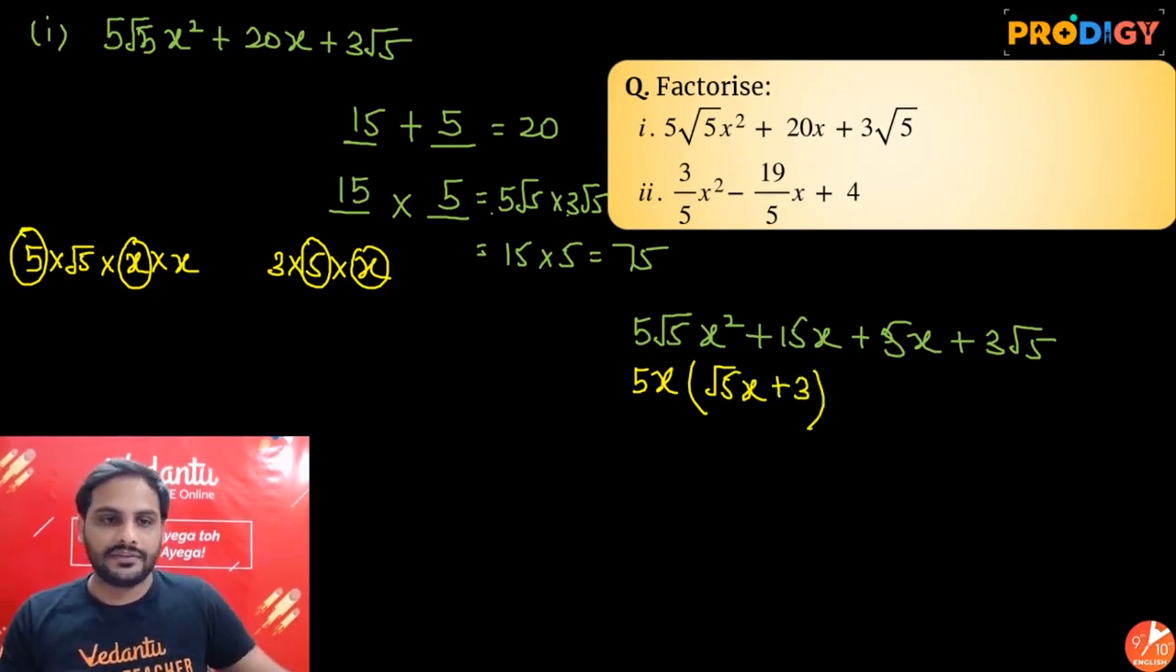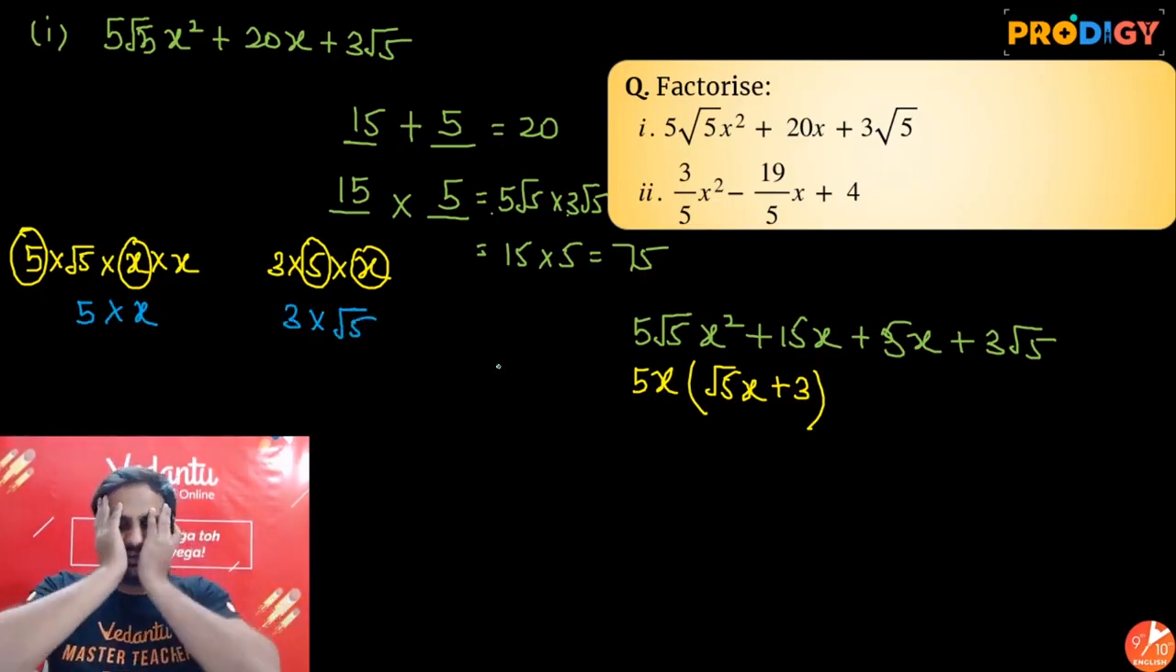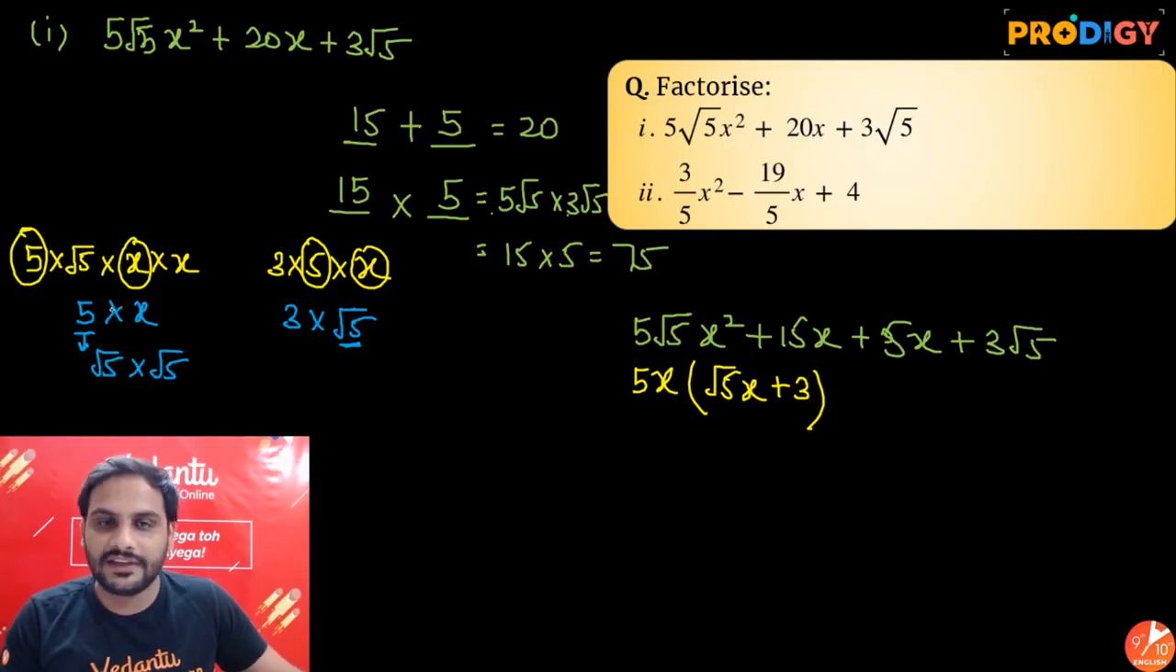Correct? Similarly, beta, let's break the second one. 5x, so 5x is nothing but 5 into x. Next we have 3 root 5, which is 3 into root 5. Now you will say, sir, there is nothing common, right? But I would tell you, try to see over here. Here I have 5, here I have root 5. This 5 can also be written as root 5 into root 5, yes or no? So this 5x, I can write it as root 5 into x. And here this is nothing but 3 into root 5.